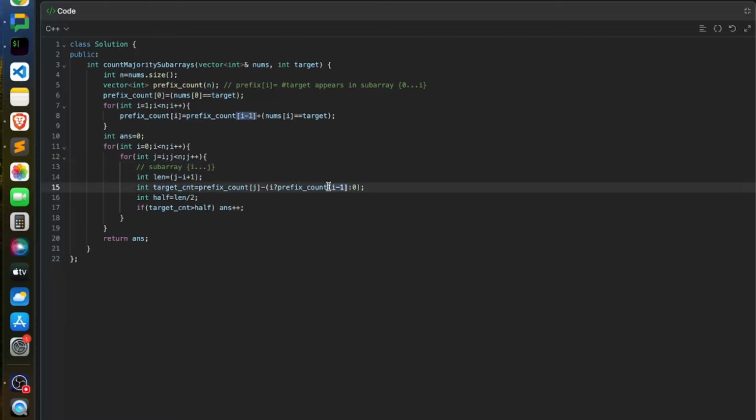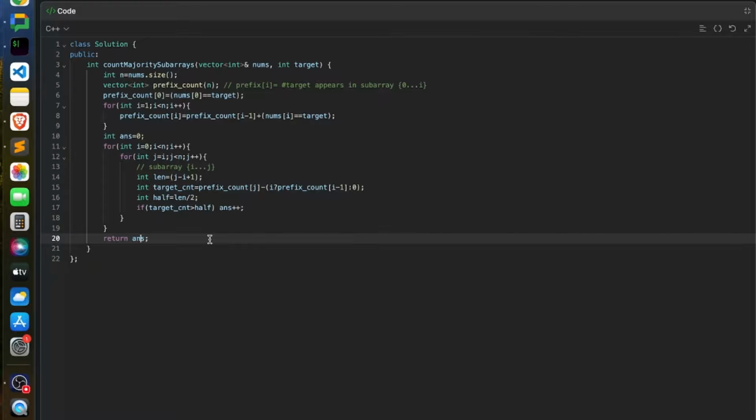So just check if your i is valid or not. If it's invalid, like if your i is 0, then i minus 1 won't exist, right? So that's why your subtraction is 0. Otherwise, prefix count of j minus prefix count of i minus 1. This is my target count, and this is my half of the size, len divided by 2. So just check if your target count is more than half. If it is more than half, it means that this target element is a majority in this subarray from i to j. So just update your answer: do answer plus plus and at the end return the answer. Right? So yeah, this is all about the second problem.